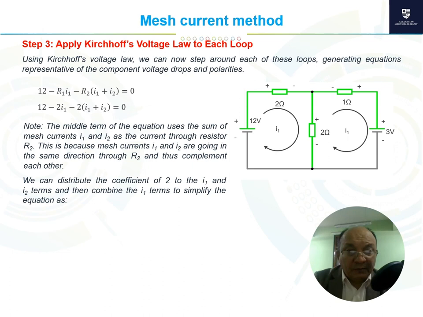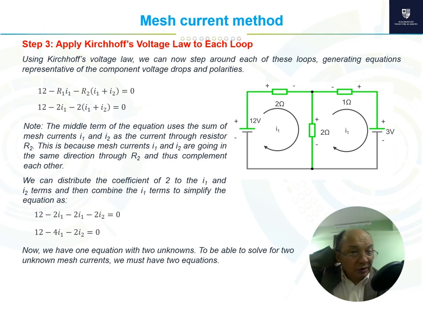So you can see that we write down 12 minus 2I1 minus 2I1 minus 2I2. And by summing, now we have the equation 12 minus 4I1 minus 2I2 equal to 0. And this is an equation with two unknowns. We don't know I1 and we also don't know I2. To be able to solve for two unknown mesh currents, we must have two equations. So let's make the equation for the second loop.